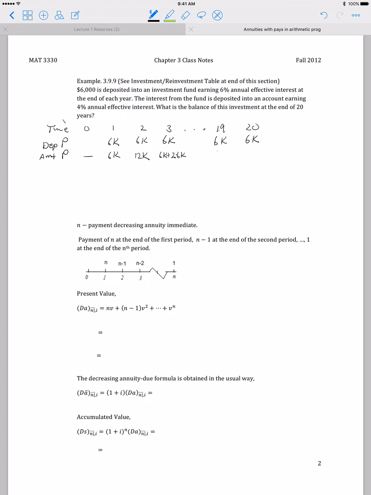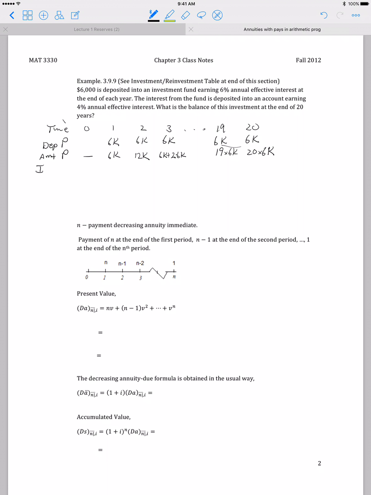And here I have 19 times 6K, and then I have all 20 deposits in there. 20 times 6K, or what is that, 120,000? So this is the balance of my primary account at any particular time because I'm pulling out the interest at the end of each year.